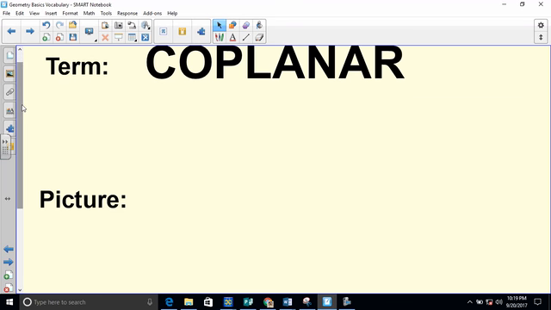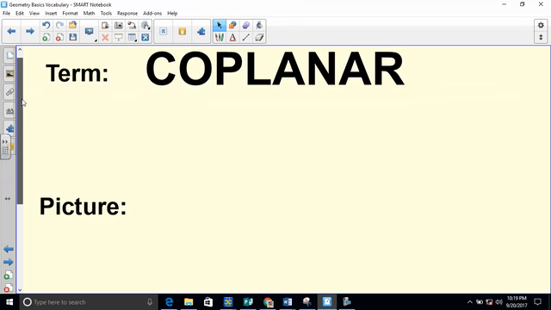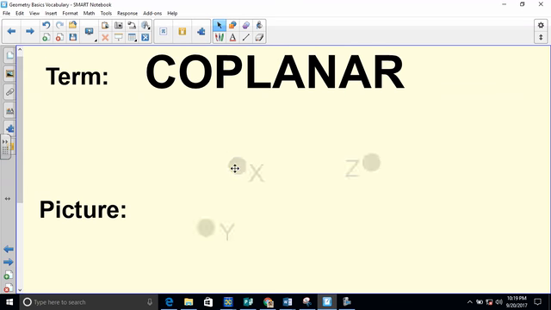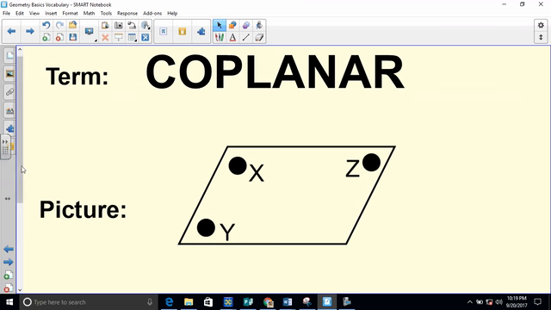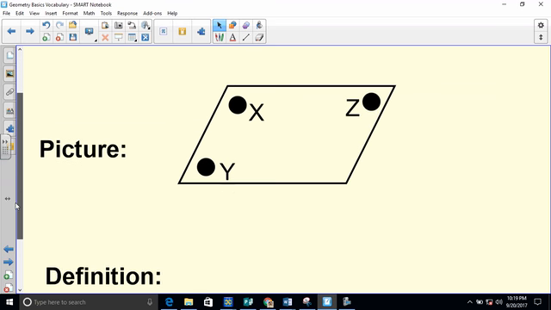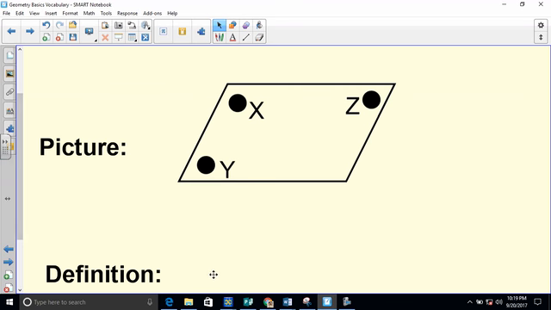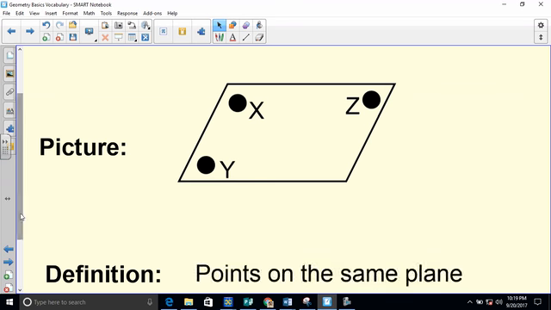Now coplanar, kind of similar to collinear. Coplanar kind of looks like that. And what it all means is just points that are on the same plane. So X, Y, and Z are coplanar because they're all on the same plane.